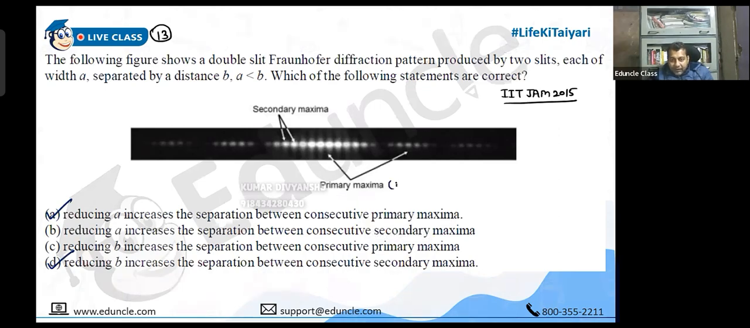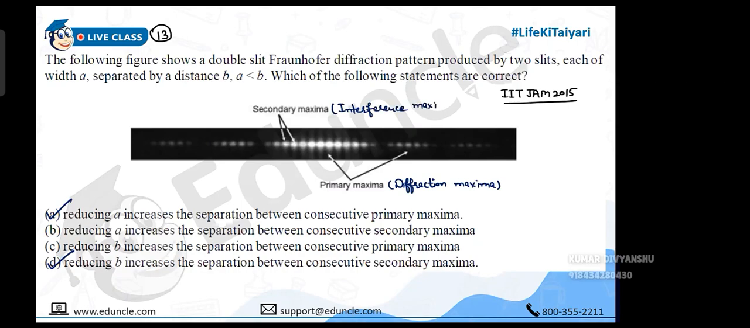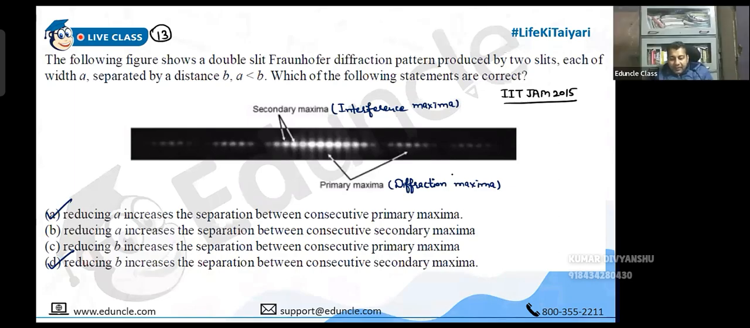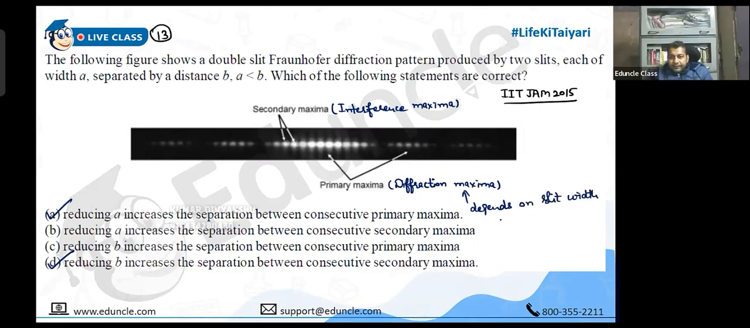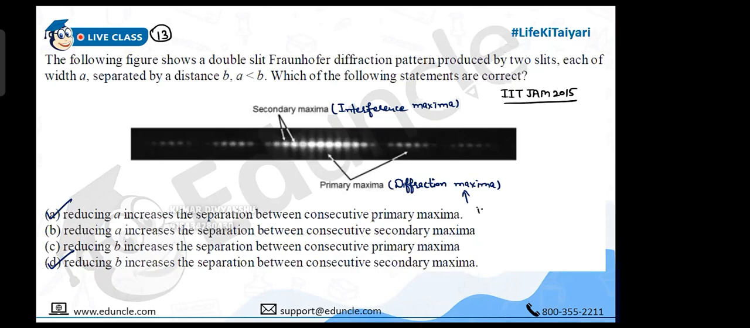So primary maxima, these are the diffraction maxima. First of all, you need to understand this thing. And then the secondary maxima, they are the interference maxima. Is it clear? Now we know the condition for interference and diffraction. Diffraction maxima, the width of the diffraction maxima, it depends upon the slit width in an inverse manner. So can I write inversely proportional to slit width?